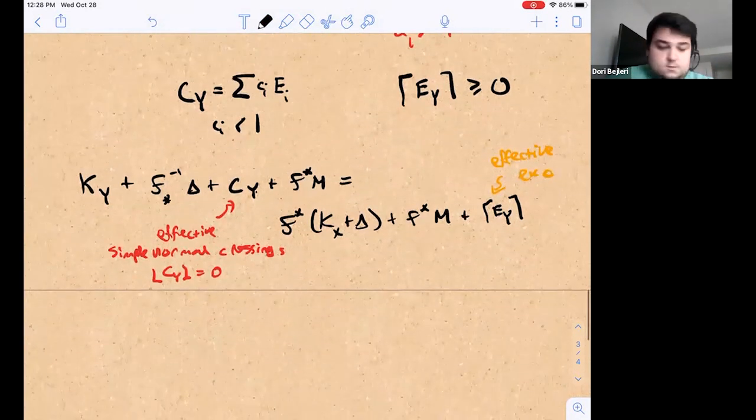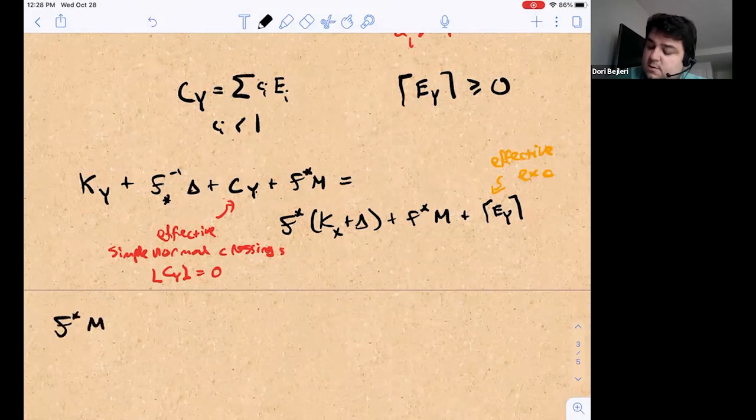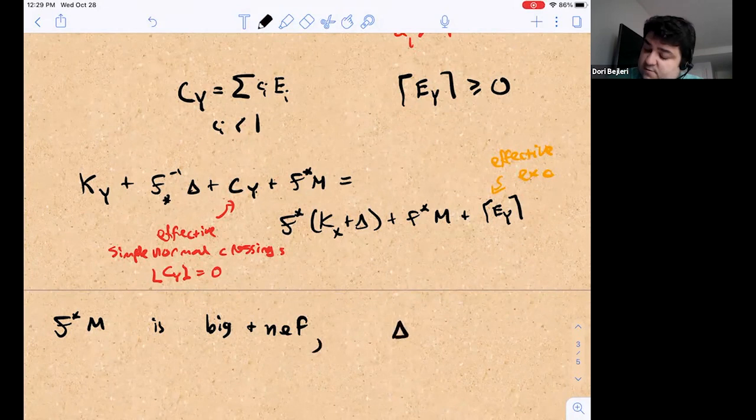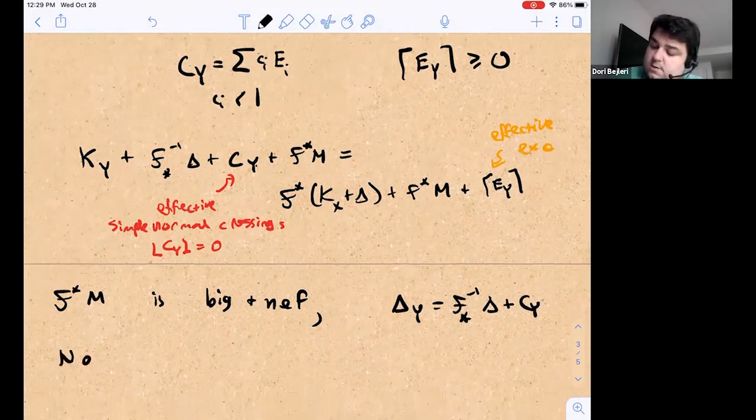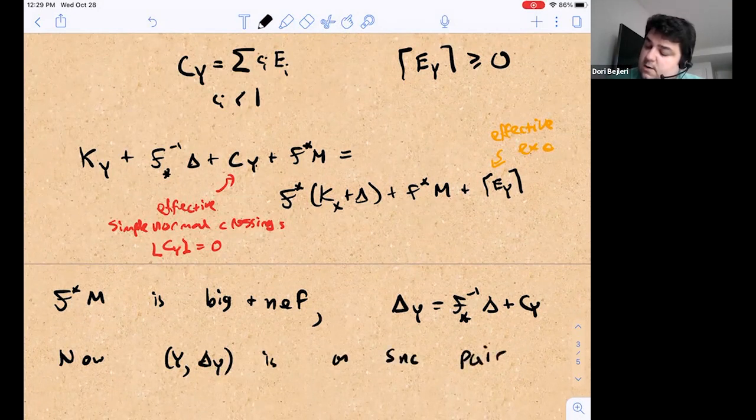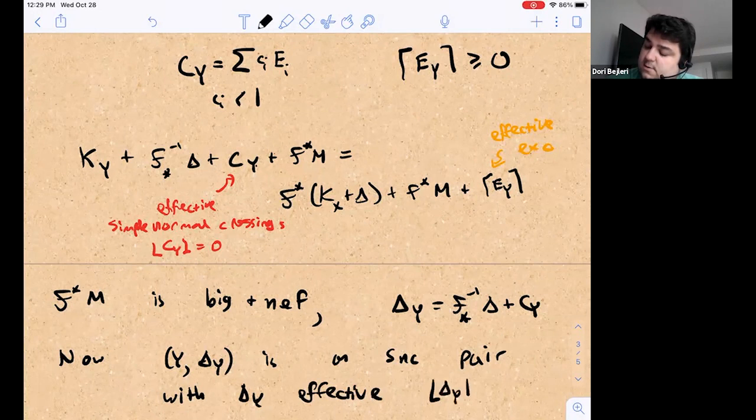So note that f upper star M is big in F because it's the pullback by a rational morphism of something big in F. And then let's just define delta Y to be the strict transform of delta plus the CY. And now Y, delta Y is an SNC pair with delta Y effective and KLT, and the round down being 0.